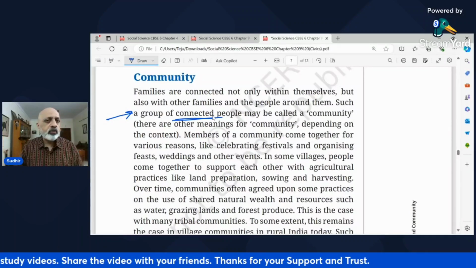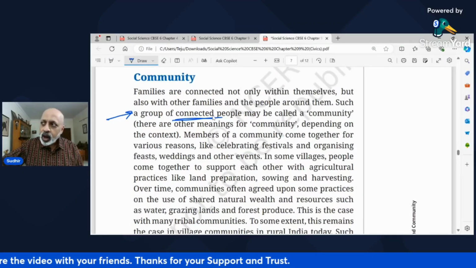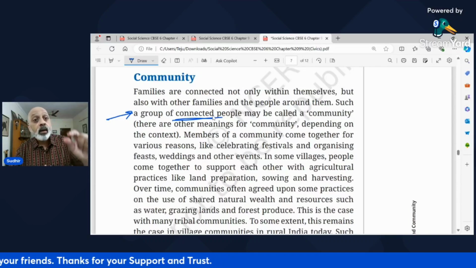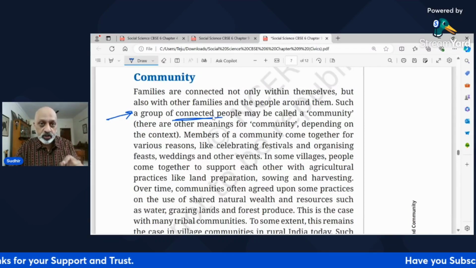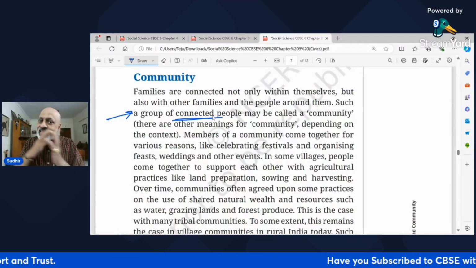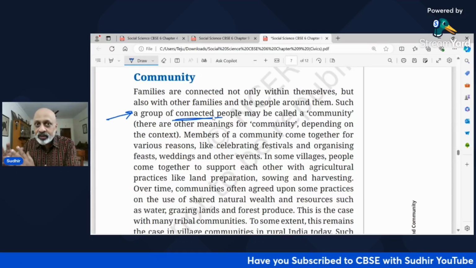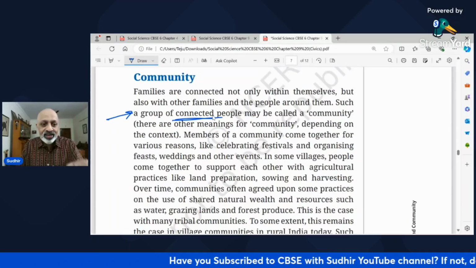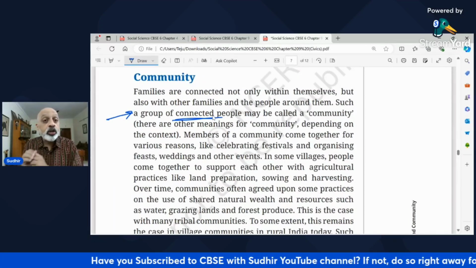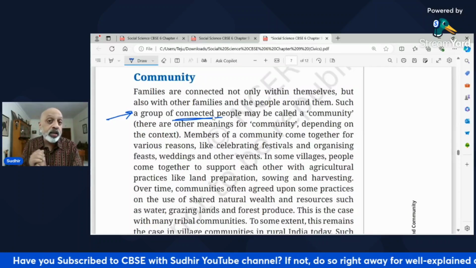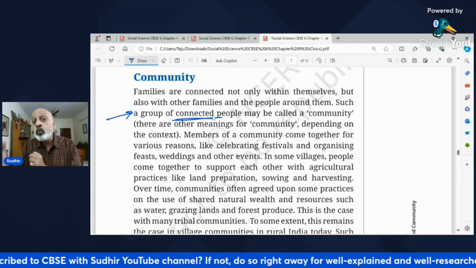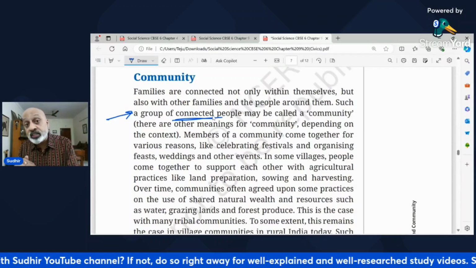So one of the people from the BJP called me and asked how can we get in touch with the Malayali community? So when there is a lesser number of people living in another place, there are other meanings for community depending on the context. So I'm explaining to you कि किस सेंस में community शब्द का इस्तेमाल किया जा सकता है.